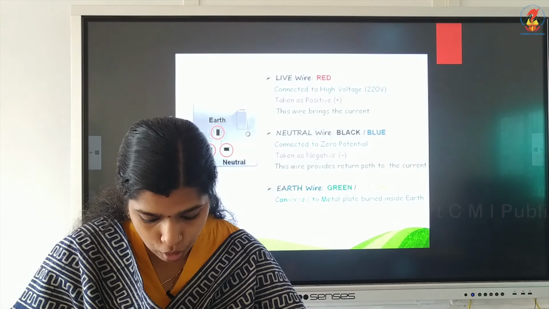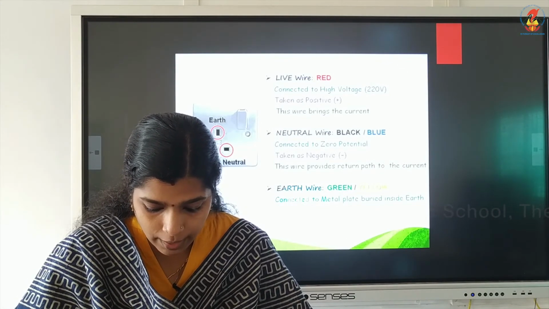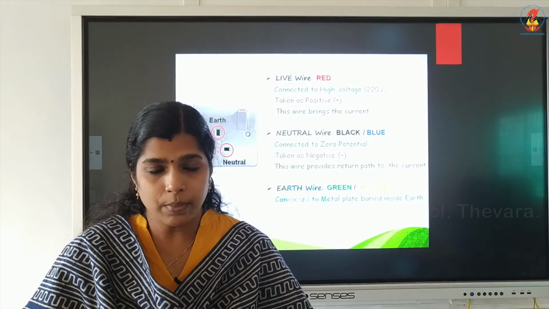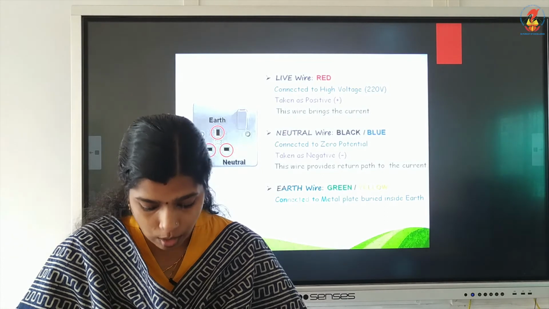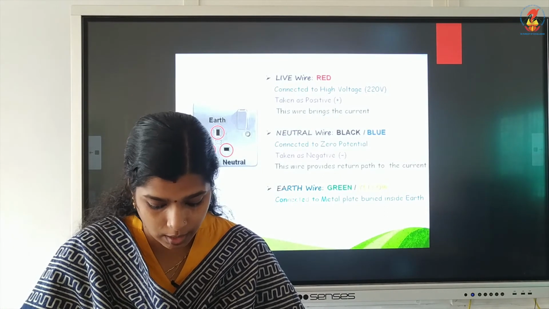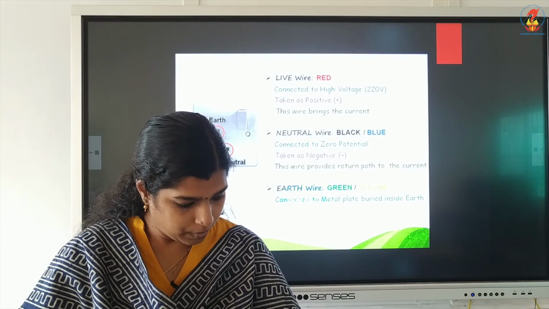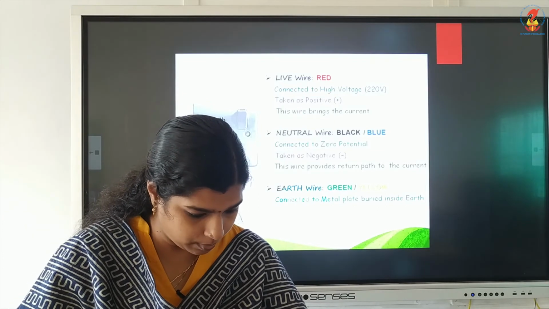Overloading can also occur due to an accidental hike in the supply voltage. Sometimes overloading can be caused by connecting too many appliances to a single socket.